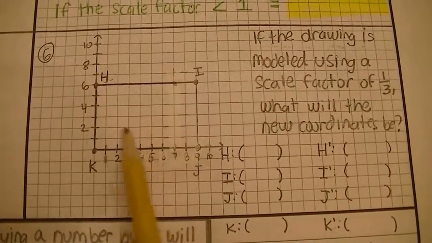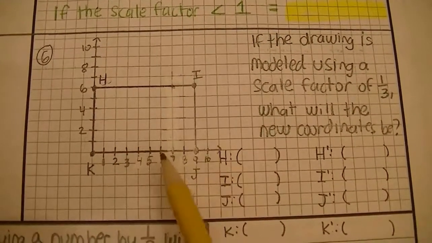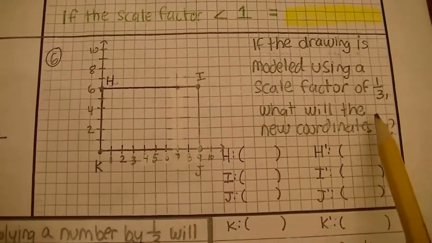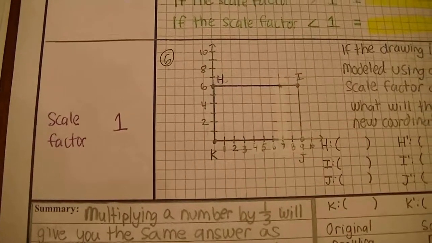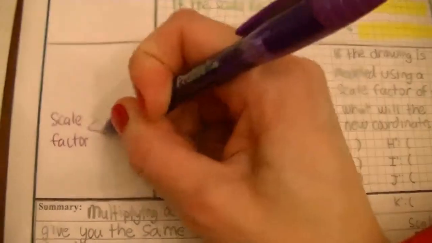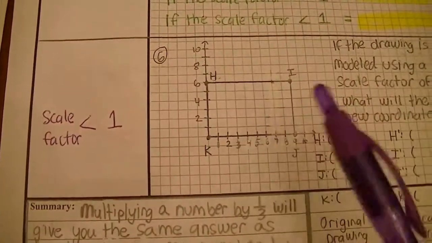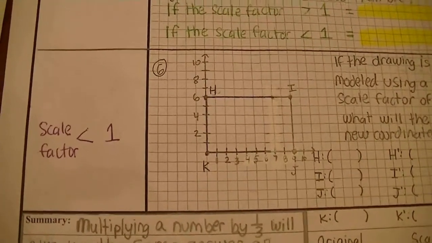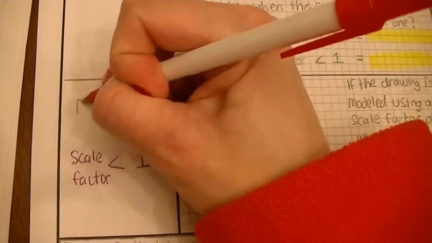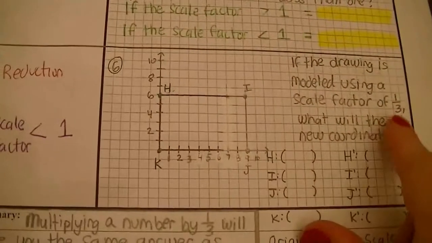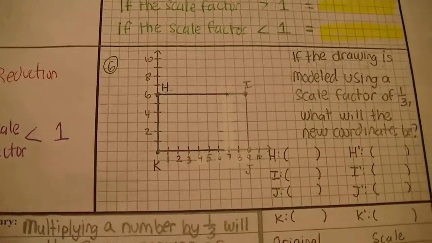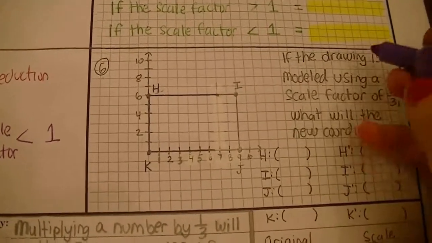So they're saying this drawing right here, they want to model it, and they want it to have a scale factor of 1/3. So the scale factor 1/3 is less than 1. So what's going to happen to your new image when we draw it out? It's going to be a reduction, so you know it's going to get smaller. Okay, see how the scale factor is 1/3 right there? So you know it's going to be a reduction.